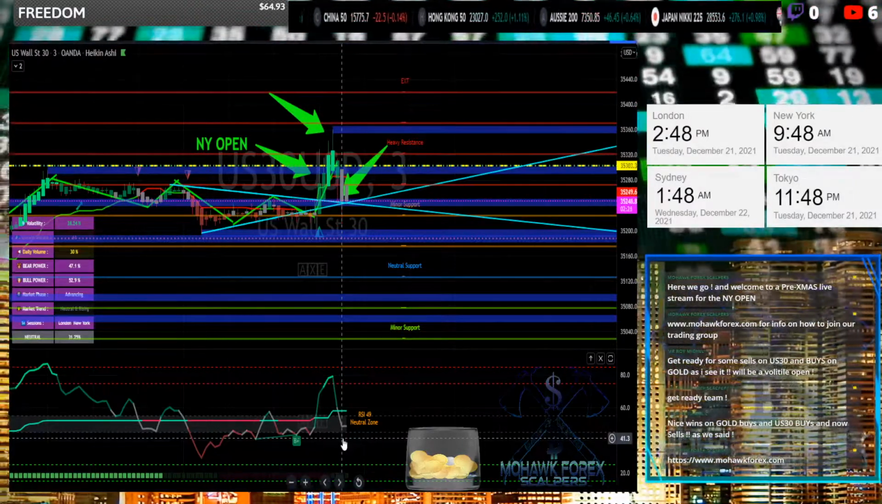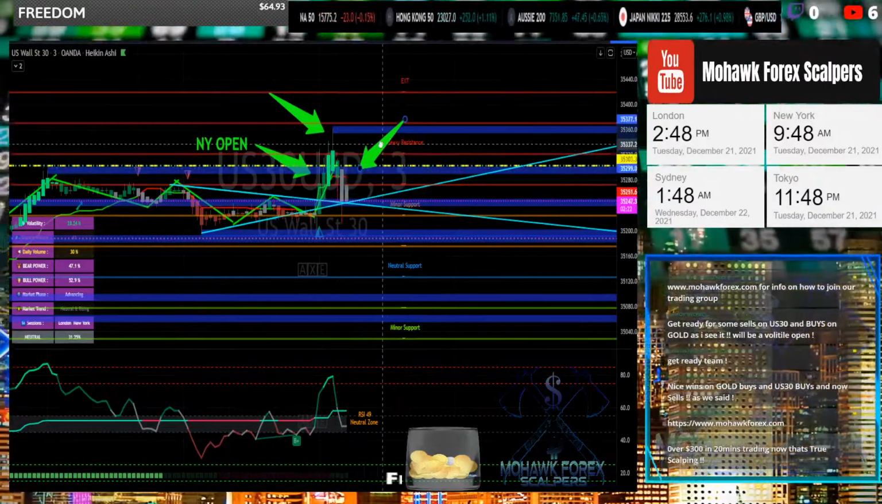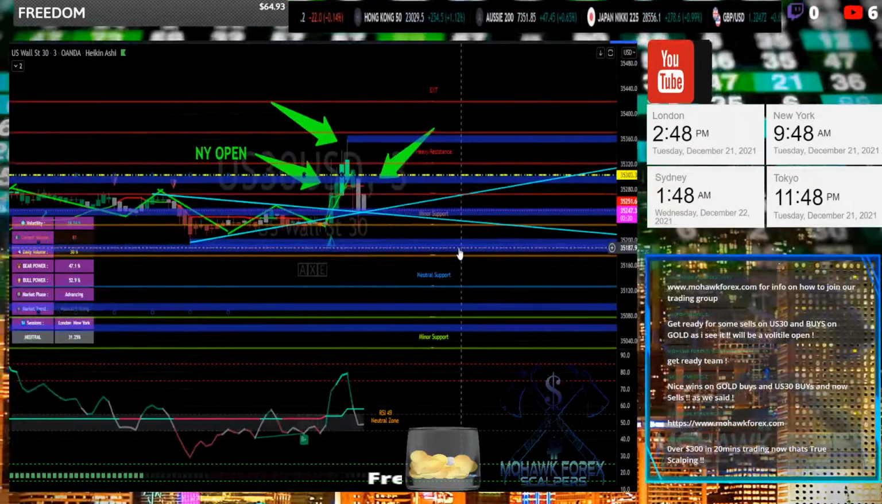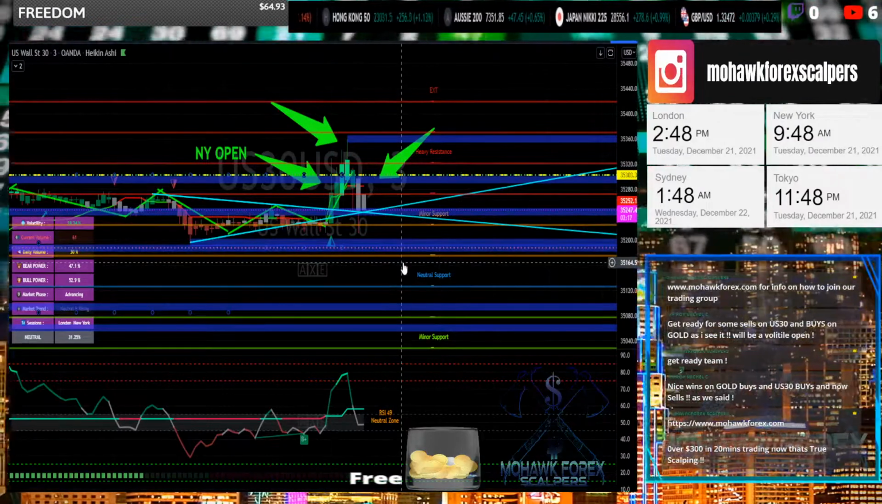Let's just watch. Let's just zoom in and just move my arrow. Look in the chart. There we go. Let's just see if it breaks this level here. Would be great if it does.